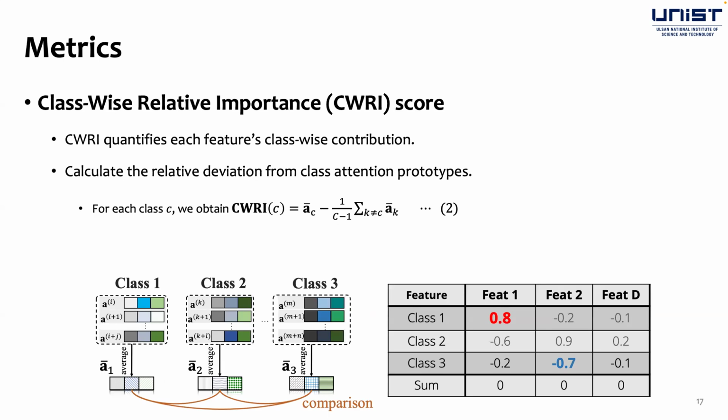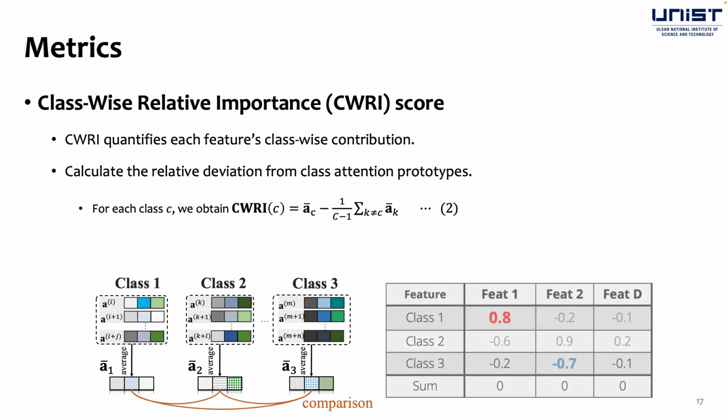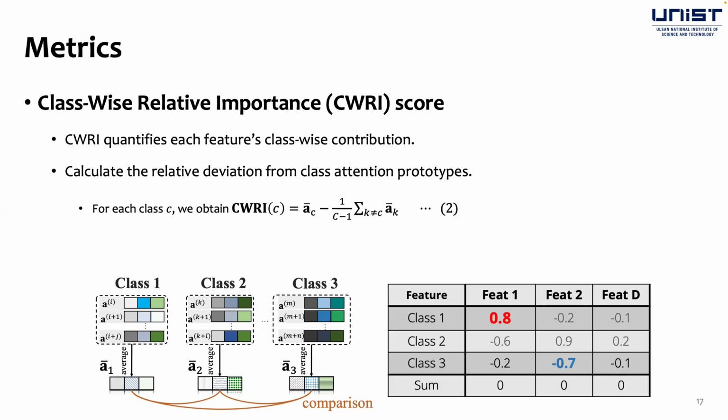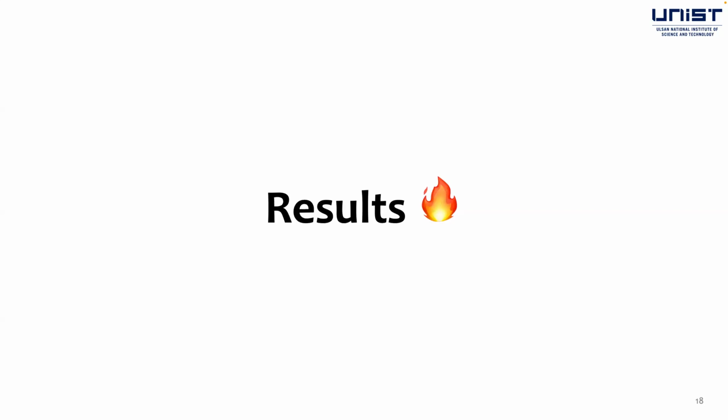The second metric is the CWRI metric, which represents the class-wise relative importance score, which quantifies each feature's class-wise importance. The score is calculated by first constructing the class attention prototype vectors, and then calculating the relative difference as shown in equation 2. For instance, as shown in this table, feature 1 might have higher relative importance in class 1, but lower importance in both classes 2 and 3. This metric is helpful for identifying the relative contributions of each feature for each class.